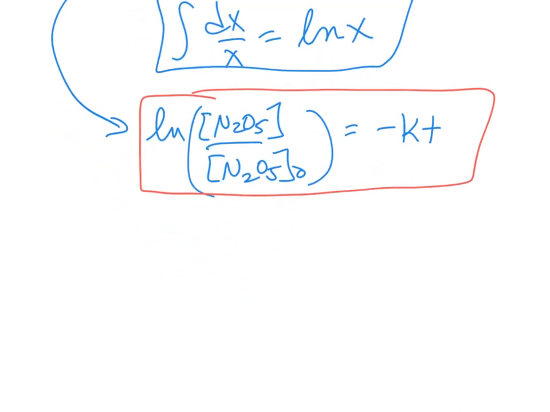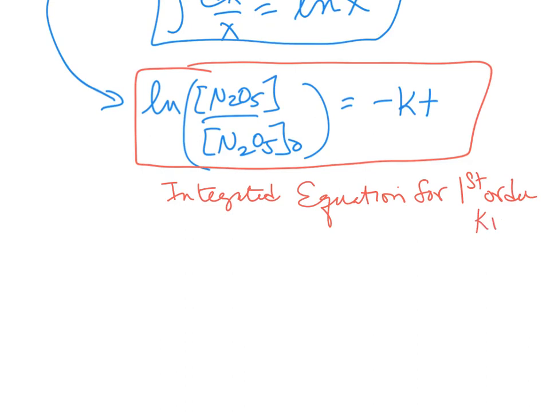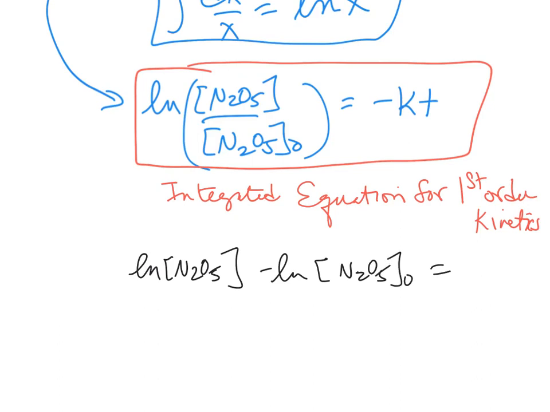And don't worry about that derivation. This is referred to as the integrated equation for first order kinetics. Then we can play around with this a little bit. First, of course, using the laws of logarithms, the natural log of N2O5 minus the natural log of N2O5 initial is equal to kt.